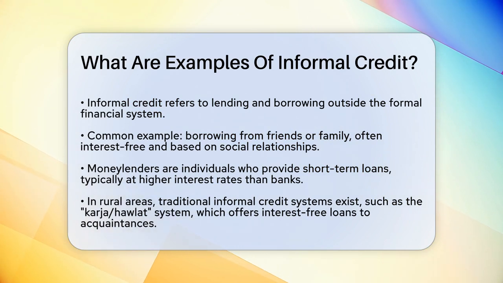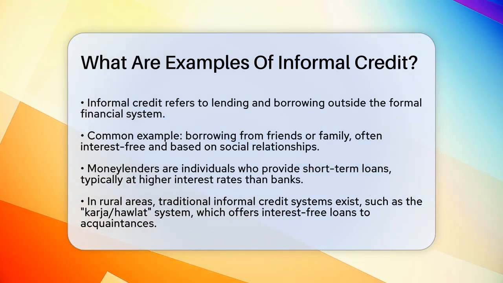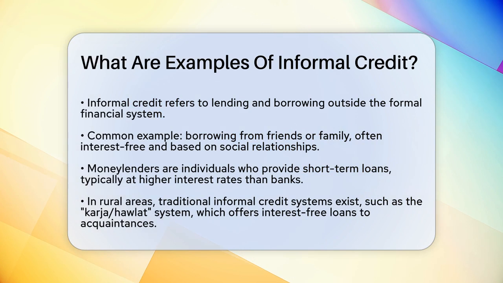One common example is borrowing from friends or relatives. This type of credit is often interest-free and relies on social relationships rather than formal agreements. For instance, if you need money for a medical emergency, a friend or family member might lend you the amount without expecting any interest in return.